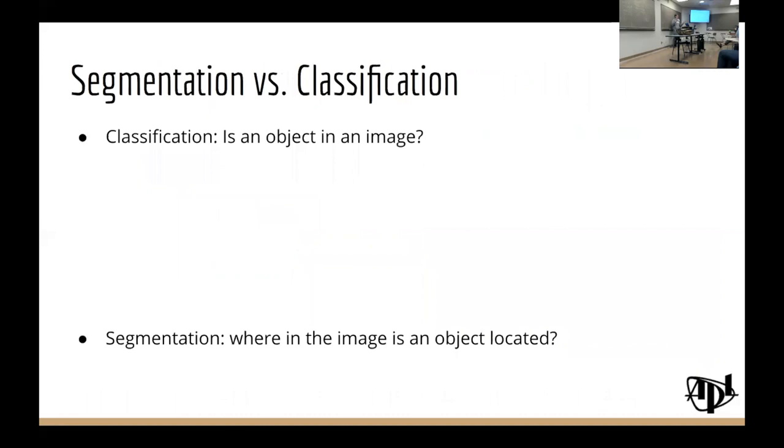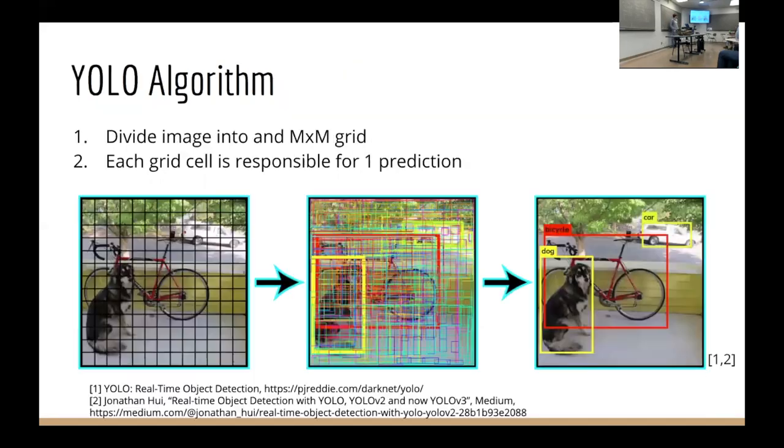When it comes to image deep learning, there are essentially two approaches. The first is classification, in which I give it an image and it says, is an object here, or what exists in this image? And the second is segmentation, which is where in the image the object is located. The way that the YOLO algorithm works is it divides an image into grid cells, which is shown right here. Each grid cell is responsible for one prediction.